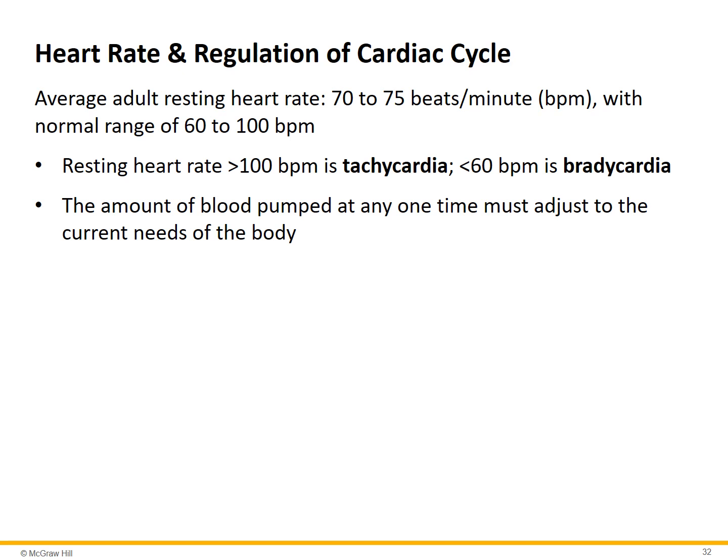So the amount of blood that's pumped at any one time needs to be adjusted to meet the current needs of your body. So your heart rate's going to be more elevated when you're exercising than when you're sitting at rest.